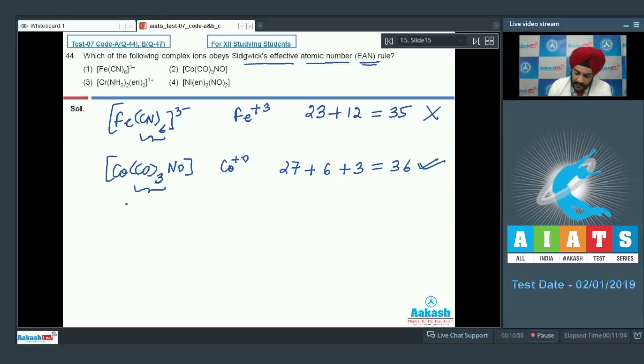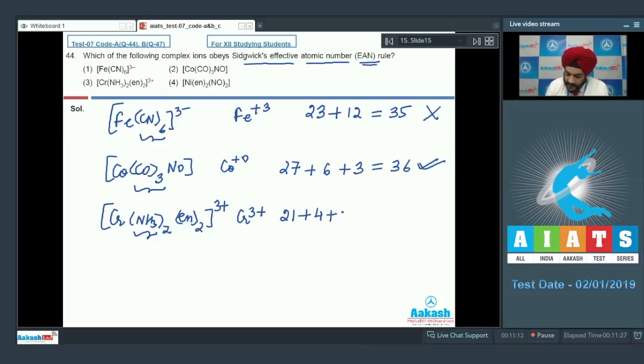If you look at the third option now, we have [Cr(NH3)2(en)2]3+. We can see that chromium is present in a state of +3, so it is going to have 21 electrons of its own. Then we have 2 ammonia ligands, which will be donating 4 electrons to the complex. And en is a bidentate ligand. One en donates 4 electrons, so 2 en will donate 8 electrons to the system. So we are going to have a total effective atomic number of 33. This also does not follow the EAN rule.